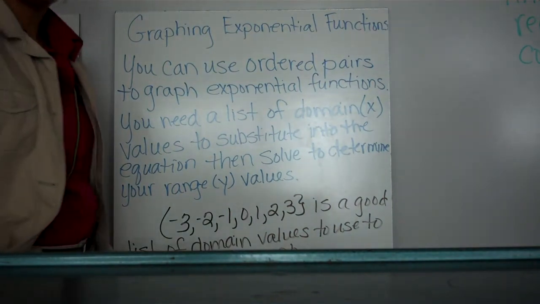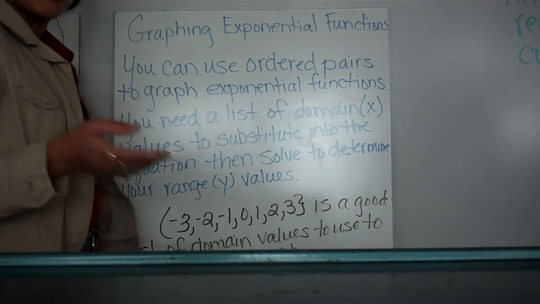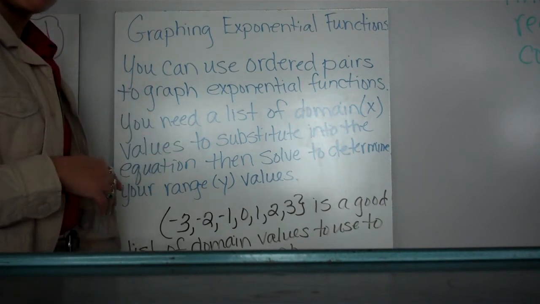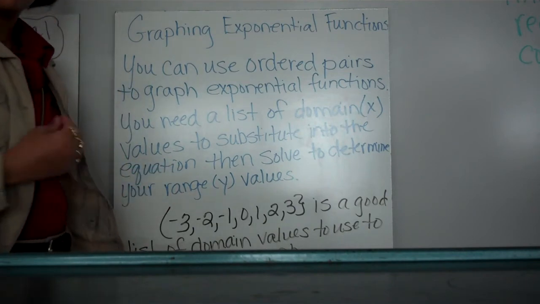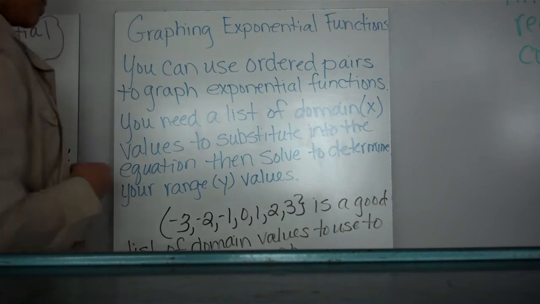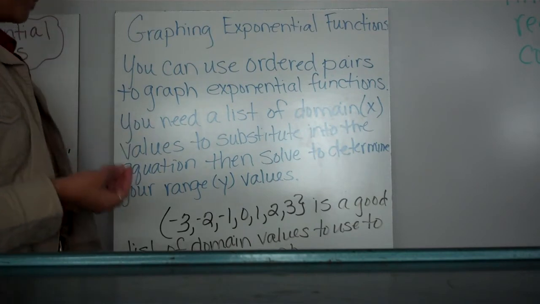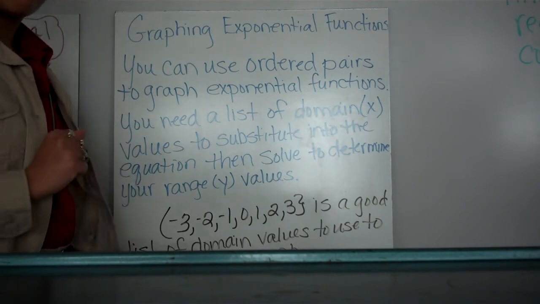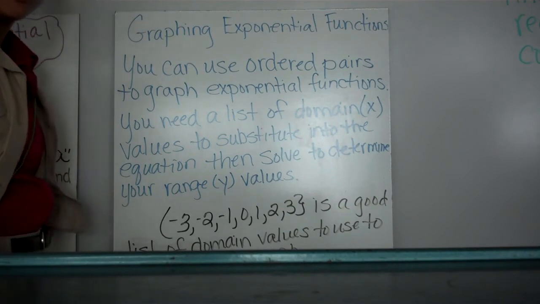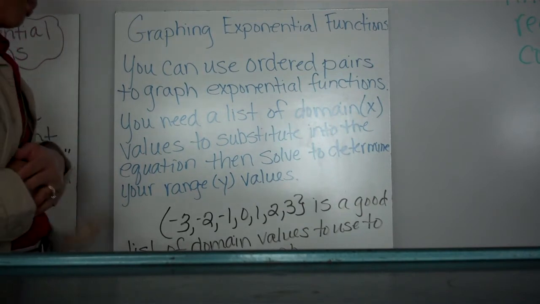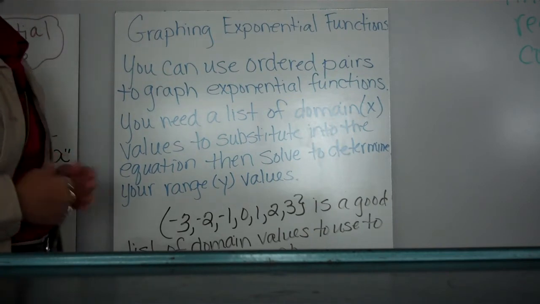When you are graphing exponential functions, you can use ordered pairs, just like we've done in the past with slope and y-intercept. You need a list of domain values, which are your x values, to substitute into the equation for the exponent, and then solve to determine your range values, or your y values. This list, -3, -2, -1, 0, 1, 2, and 3, is a good list of domain values to use to get a good graph.